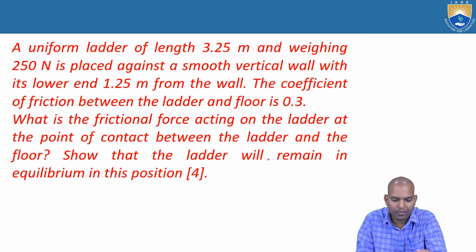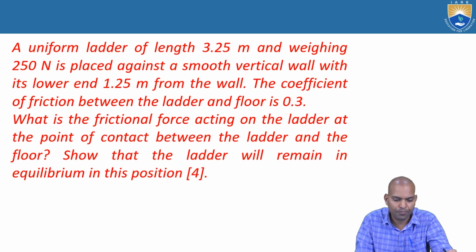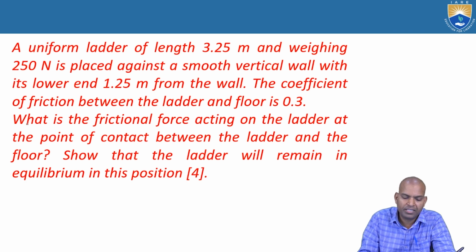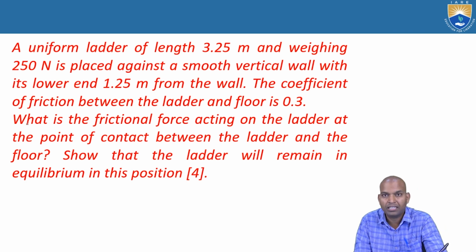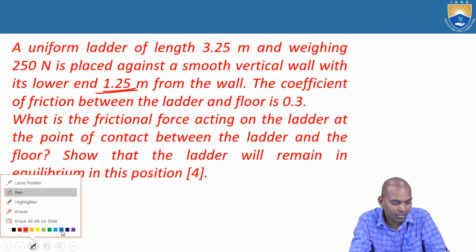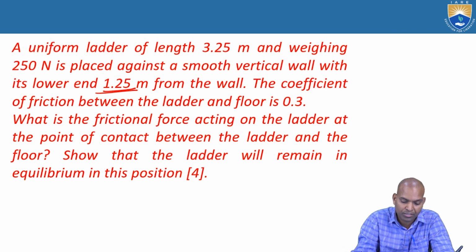Now how to solve the problems? Here apply the equilibrium conditions, horizontal and vertical also. A uniform ladder of length 3.25 meters and weight 250 newtons is placed against a smooth vertical wall with its lower end 1.25 meters from the wall. The coefficient of friction between the ladder and the floor is 0.3. What is the frictional force acting between the wall and the ladder? That's what we are going to find out.